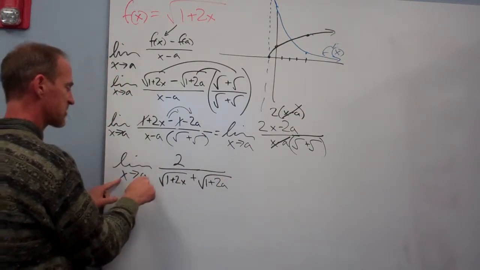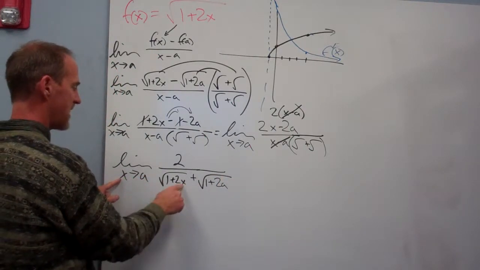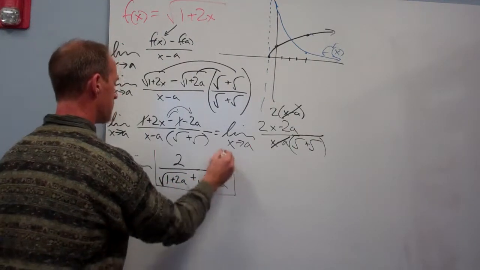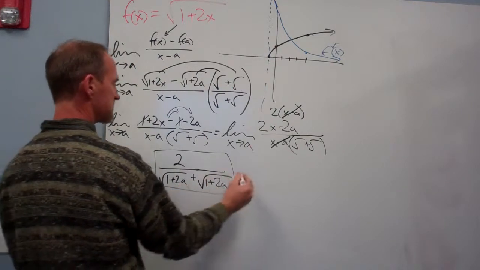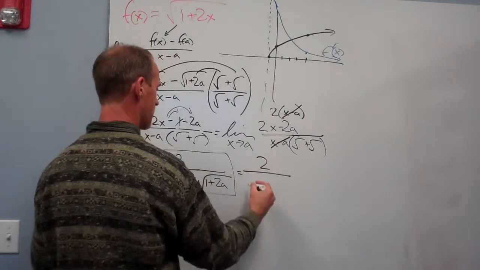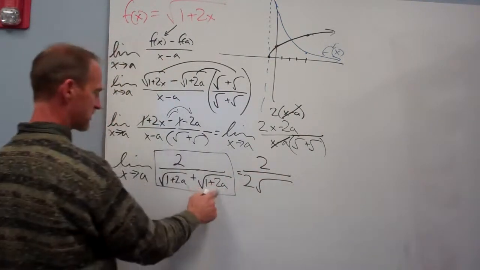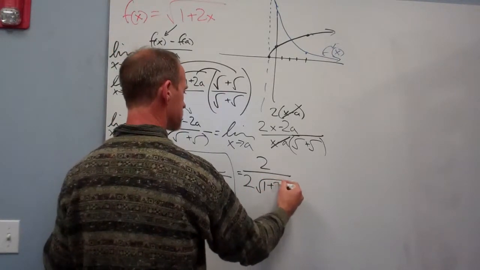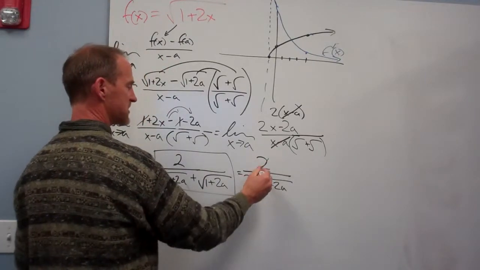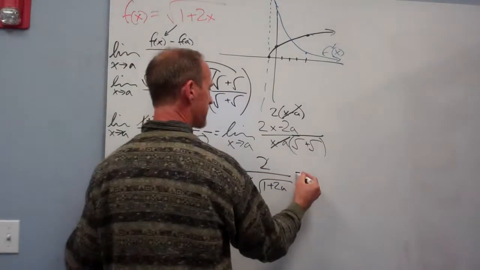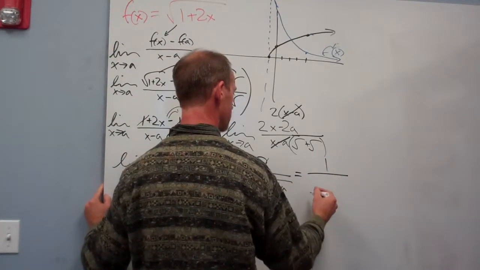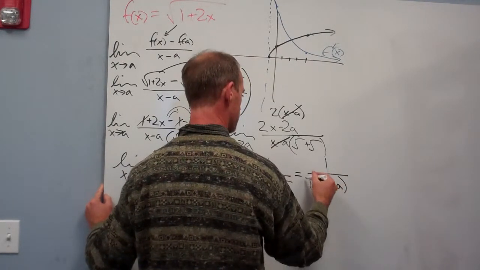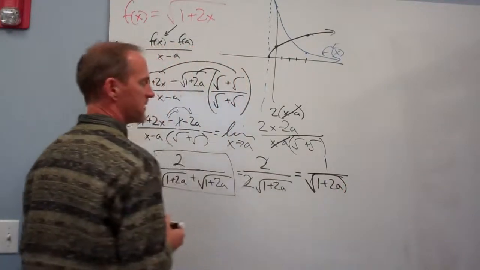As x gets closer and closer to becoming a, I can just sub that in. So this is my limit. What is this? This is 2 over 2 of those same radicals. I've got 2 apples, I can add them together: 2 times radical 1 plus 2a, and then look what happens, the 2's cancel. So the final answer for this derivative is 1 over the square root of 1 plus 2a.